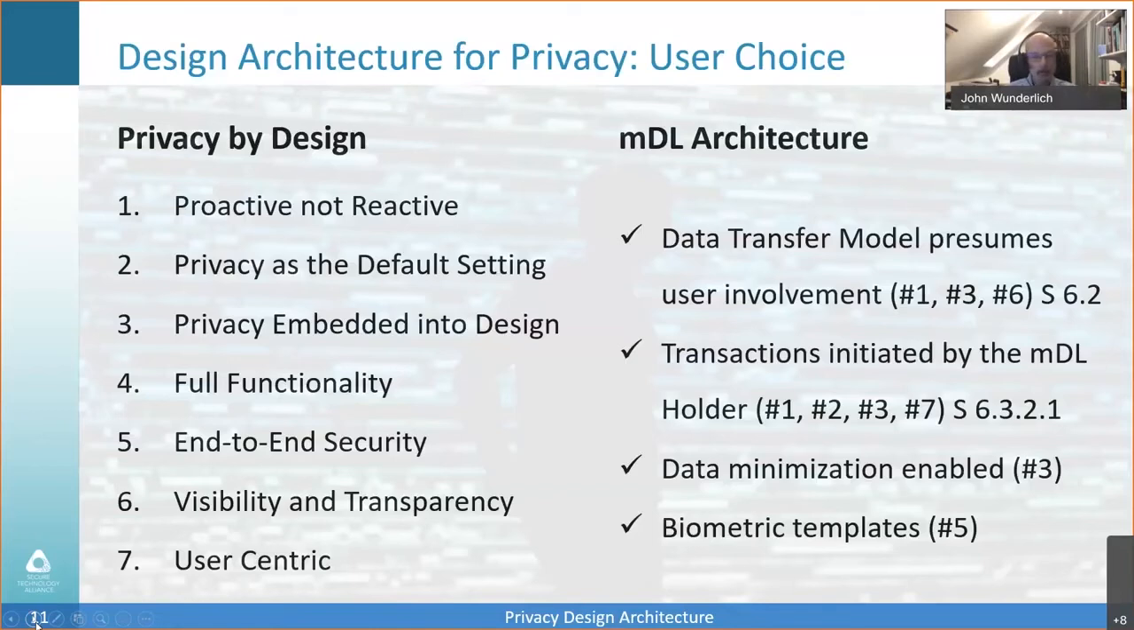Data exchange has 3 phases, starting with an initiation phase that appears to be always initiated by the mDL, which is a privacy positive control in the user's hands. That's 6.3.2.1 in the standard. So the data transfer model presumes user involvement. The transactions are initiated by the mDL holder. Data minimization is enabled in the model. And we talk about biometric templates to ensure that you're not actually storing biometrics in the system. Next slide, please.